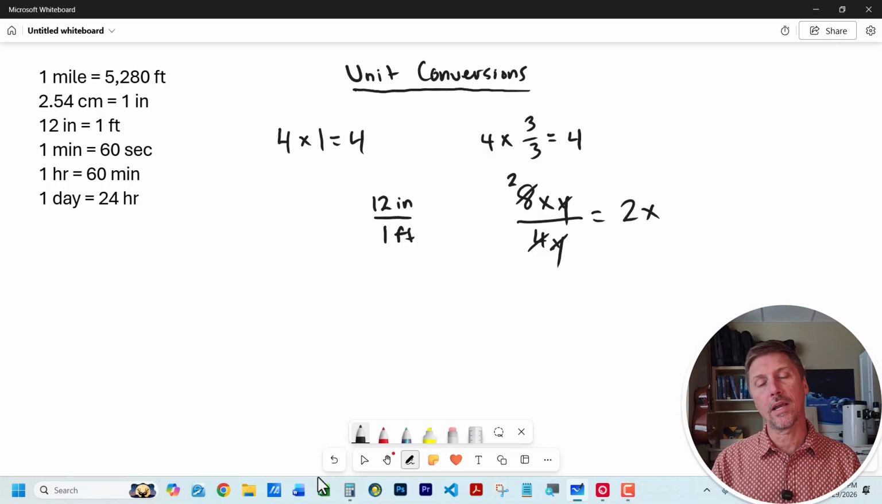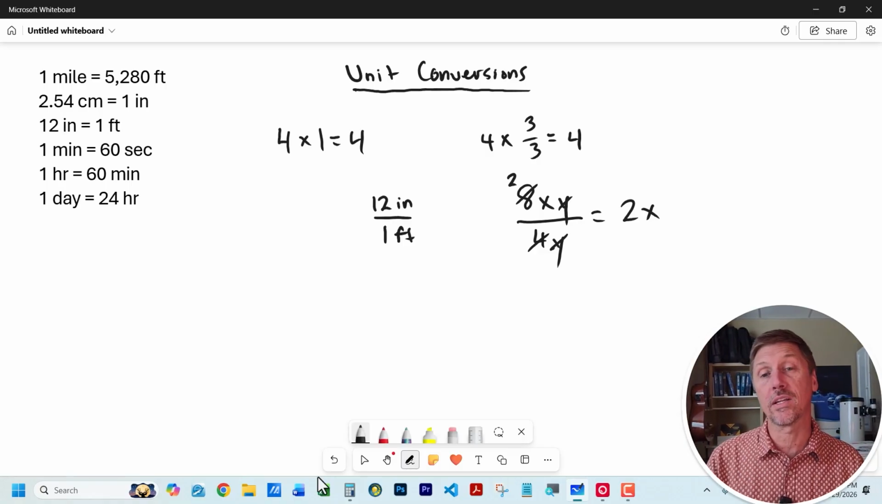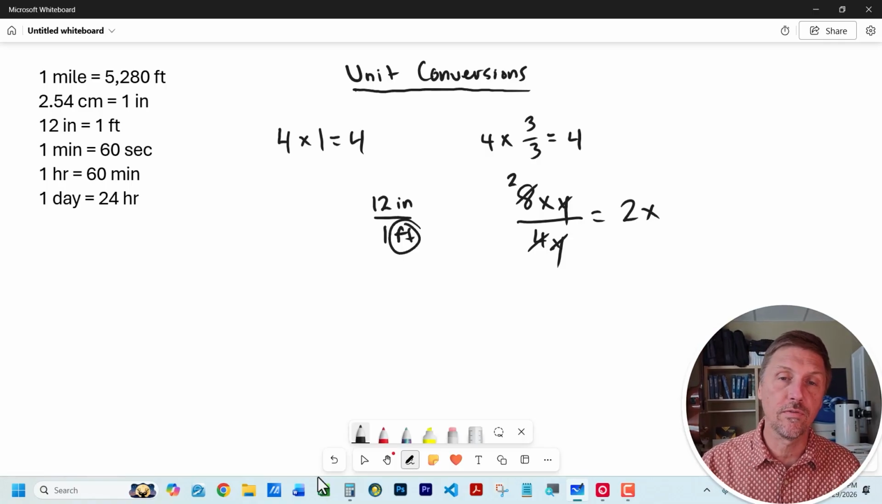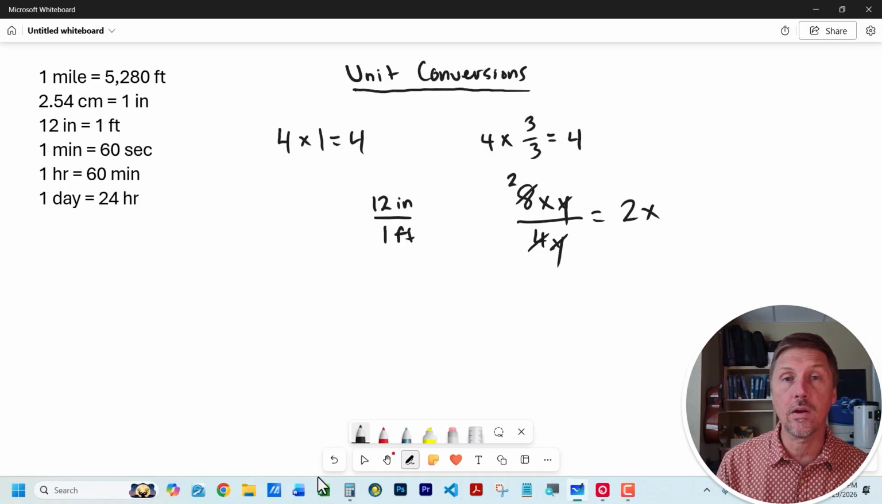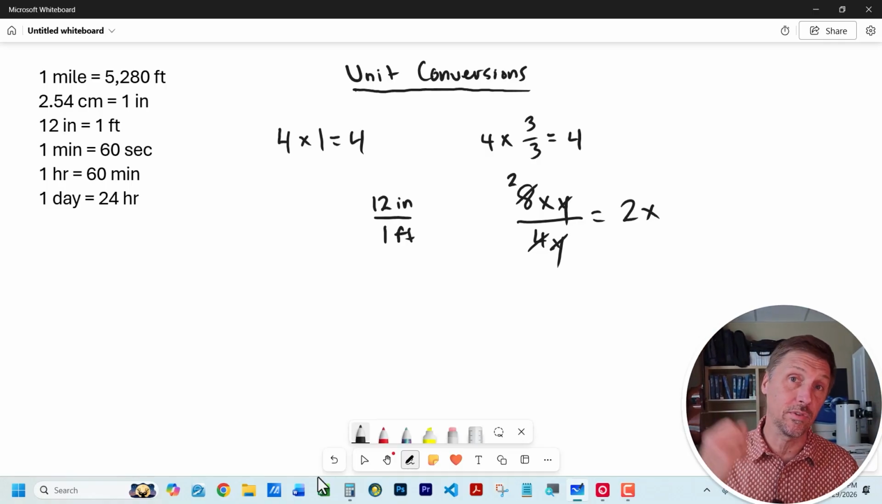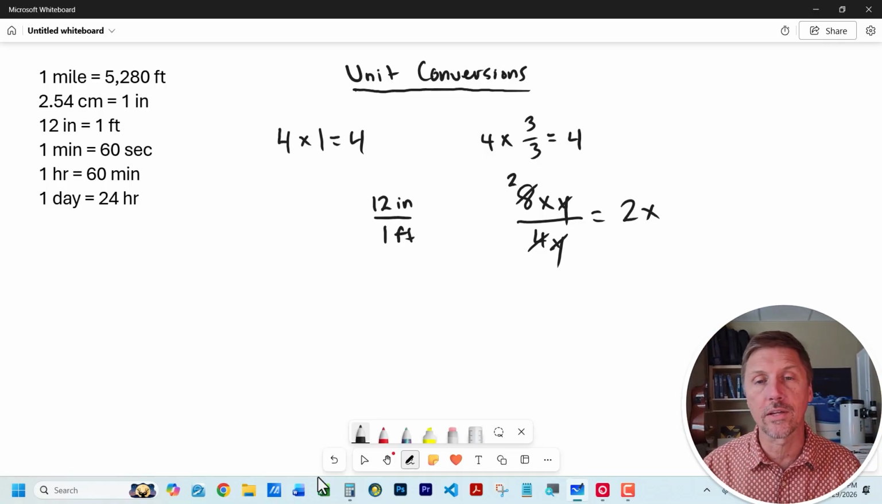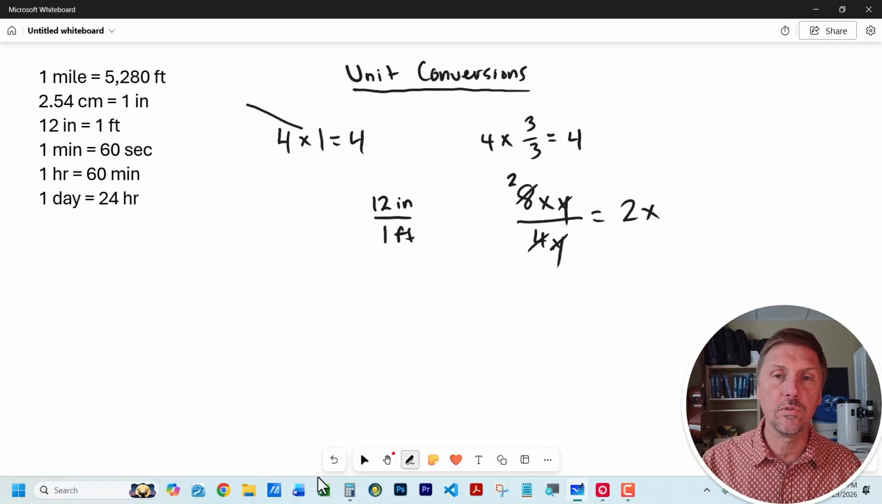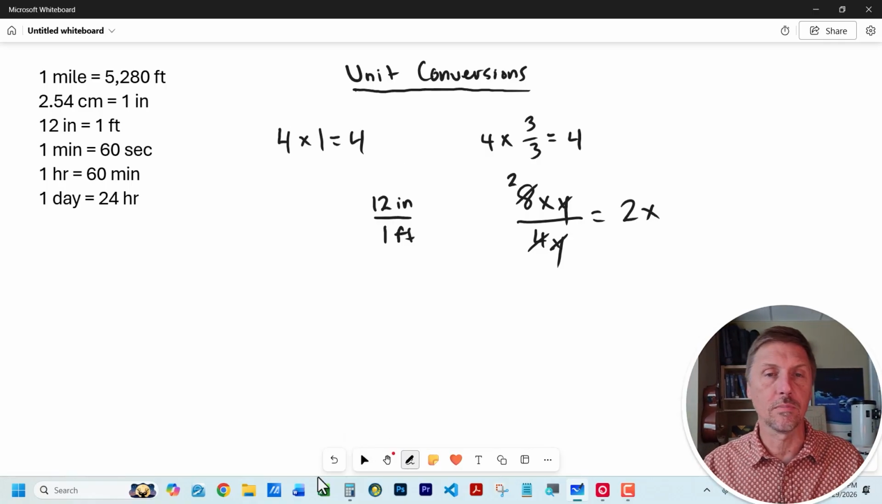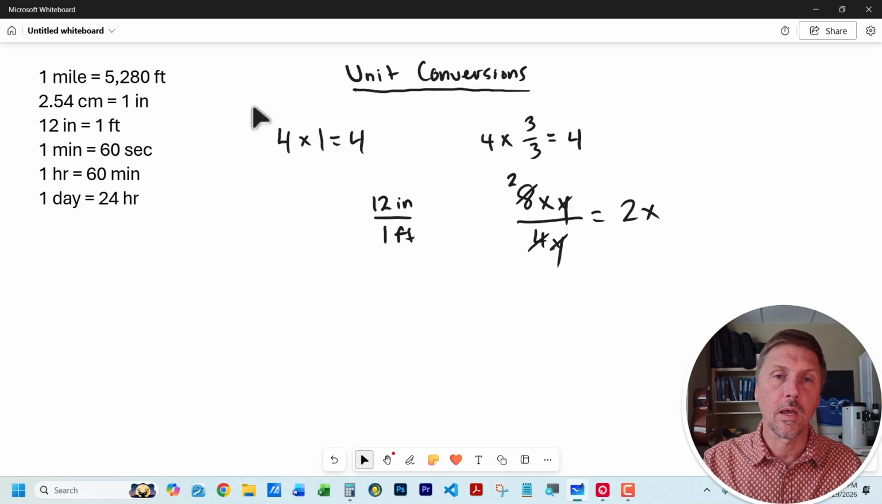We're going to use that fact as well. You can think about your units here, this foot unit and this inches unit, as a variable, and those variables are going to cancel out if you get one over the other in a fraction. So with that in mind, let's do a few unit conversions just to practice this and make sure we understand how to do it.